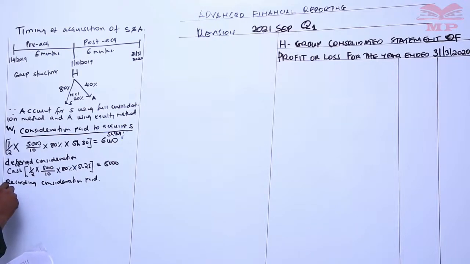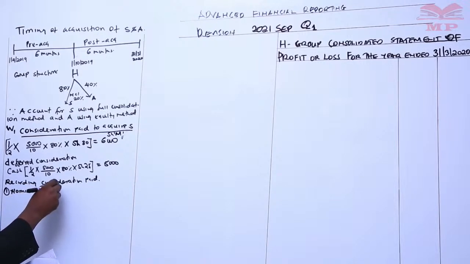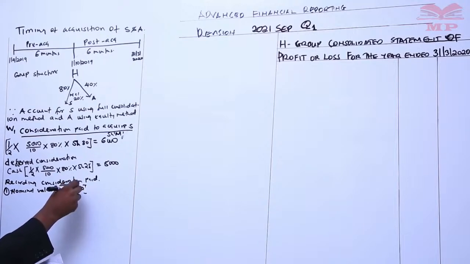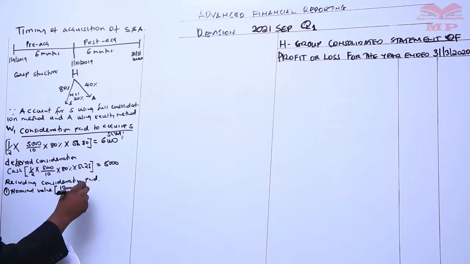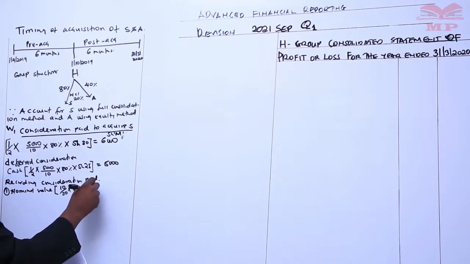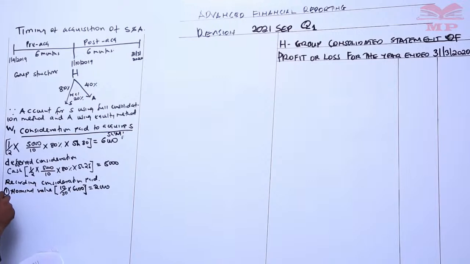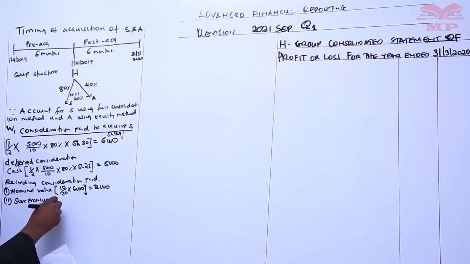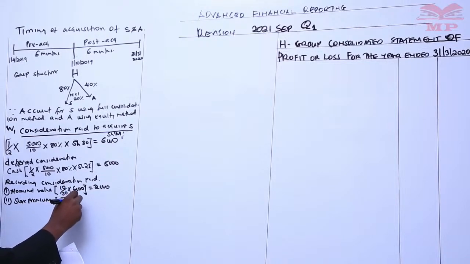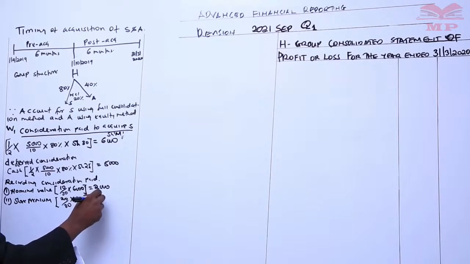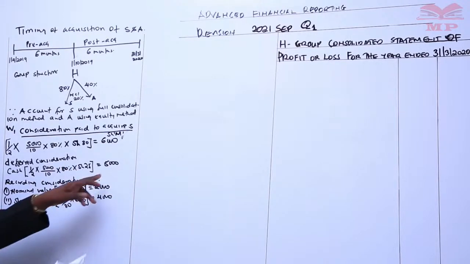So under nominal value, we're going to have 10 over 30 times 6. This will go to the equity shares, that is ordinary shares. That gives you 2,000. Then share premium, we're going to have 20 over 30 times 6, giving you 4,000. How do we record the deferred consideration?